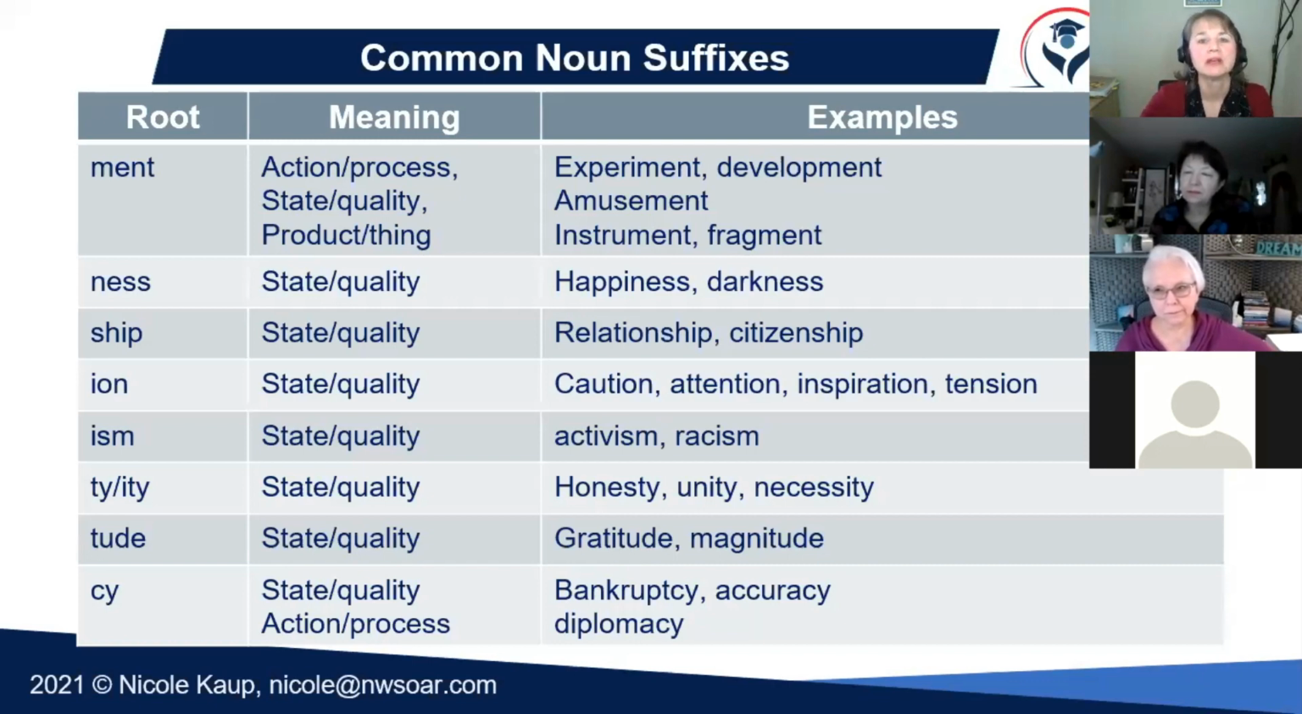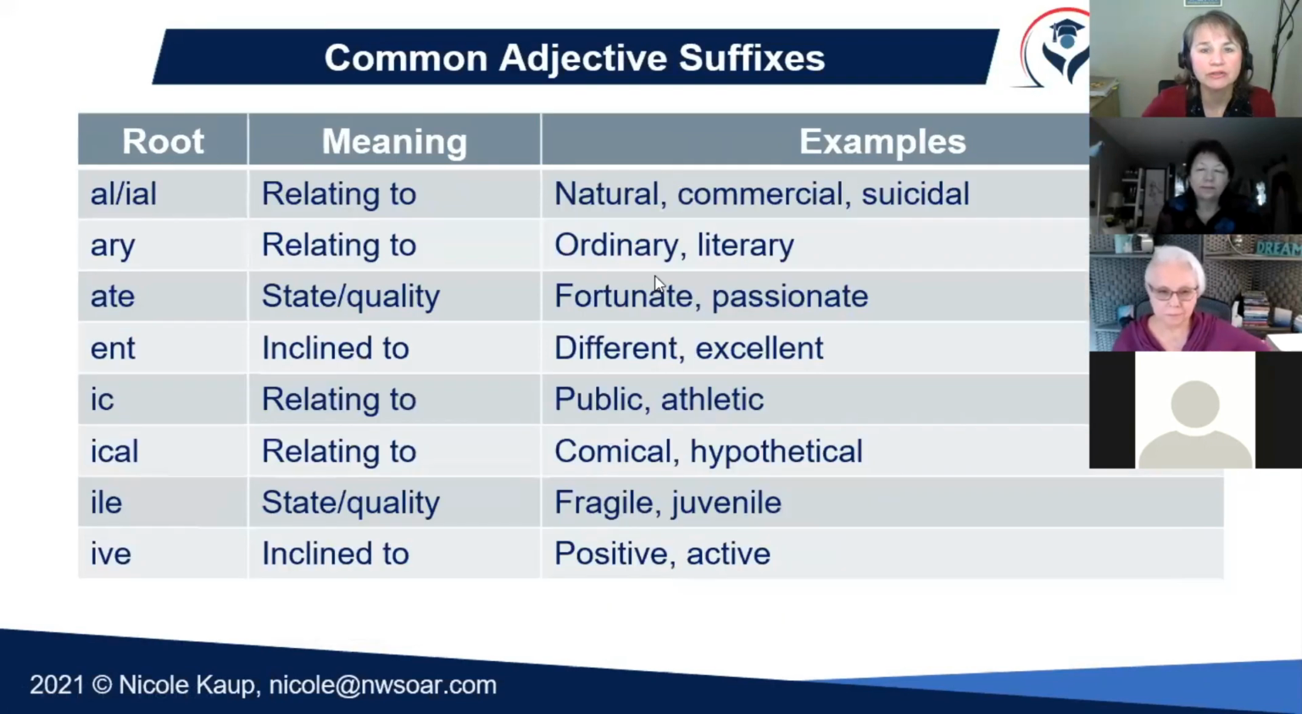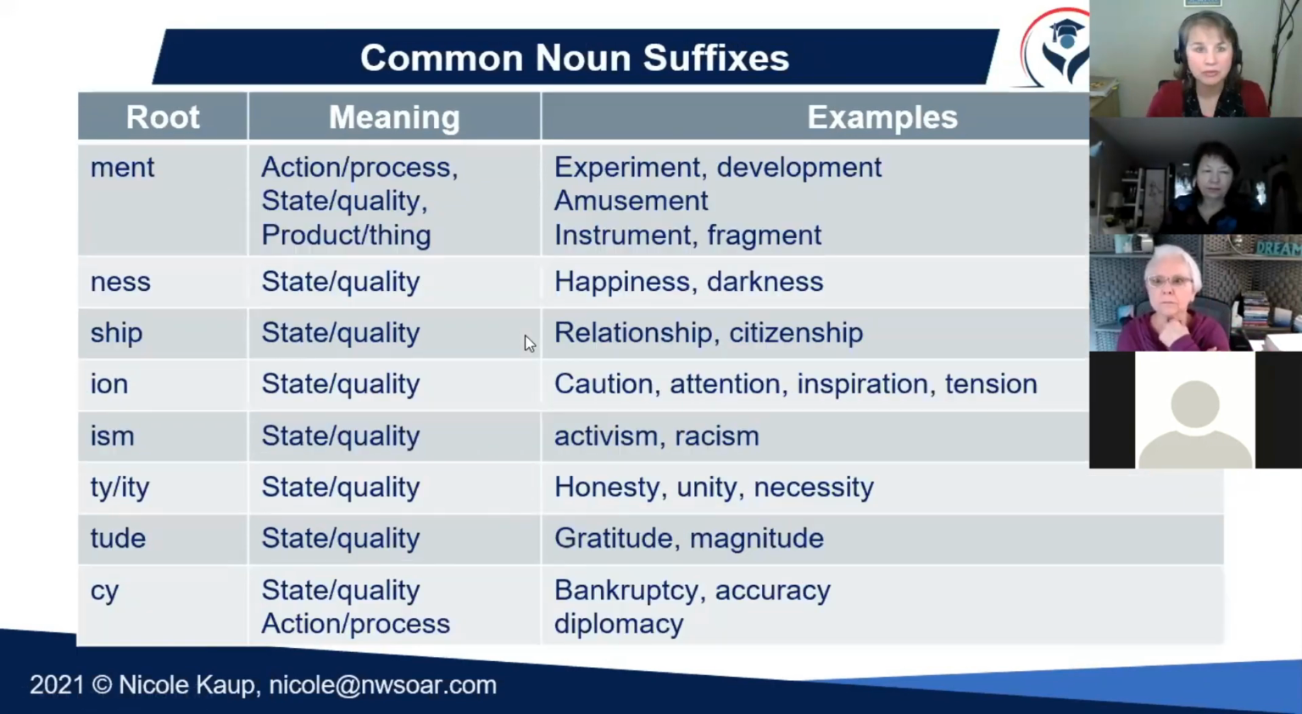So anyhow, let's move on to, oh, did I just miss one? I did. There it is. So these are common noun suffixes, what you put at the end of a word to make it a noun. So you'll notice that with ment, usually you can take a verb and convert it into a noun, like develop, development, amuse, amusement.